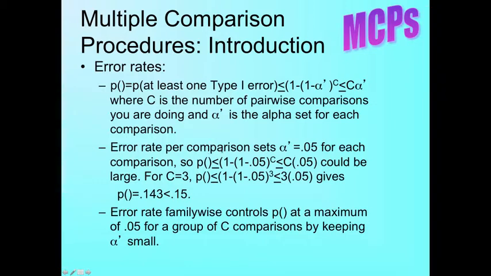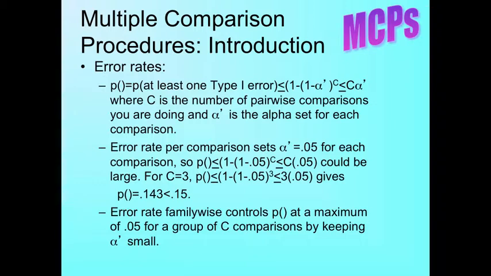So error rate per comparison sets alpha prime to 0.05 for each comparison. If you do that, that's the same thing as running just a bunch of t-tests where you have alpha 0.05 for each and every one, then you run the formula here. If you have three groups here and 3 pairwise comparisons also, you get the probability of at least one type 1 error is basically 14% here. So that's pretty high.